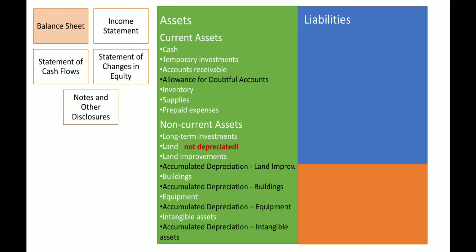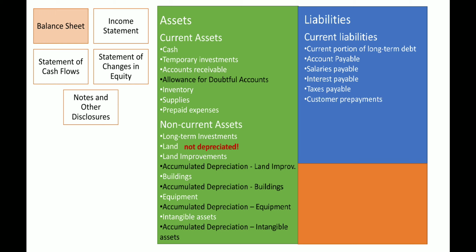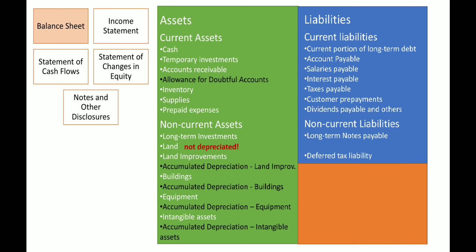Then the liability accounts. Current liabilities are obligations that have to be paid during the year. They are current portion of long-term debt, accounts payable, salaries payable, interest payable, taxes payable, customer prepayments, dividends payable, and others, and non-current liabilities such as long-term notes payable and deferred tax liability.